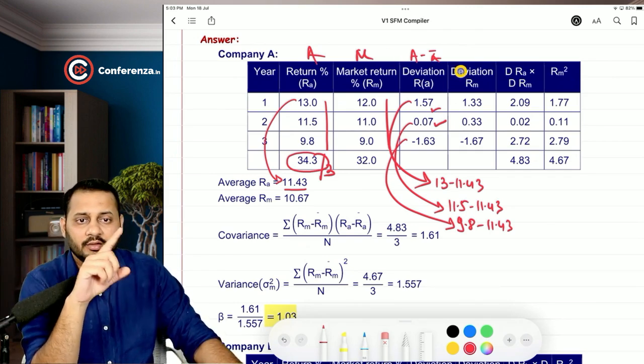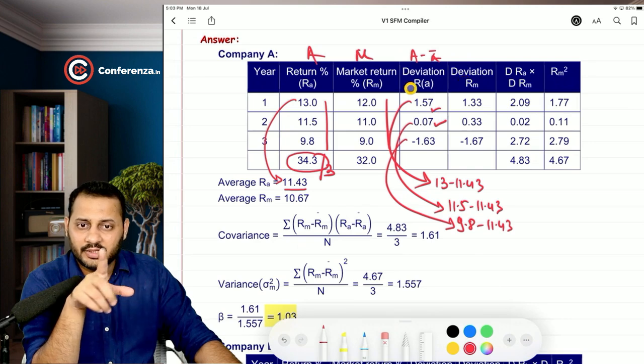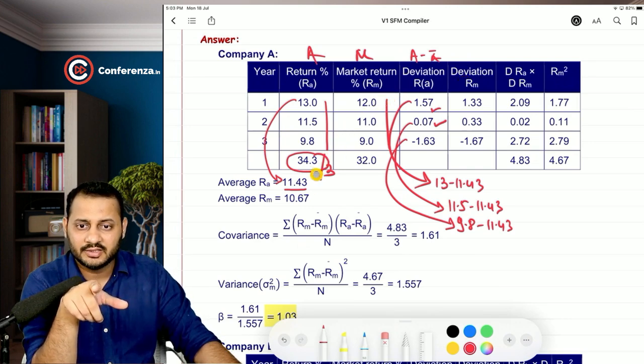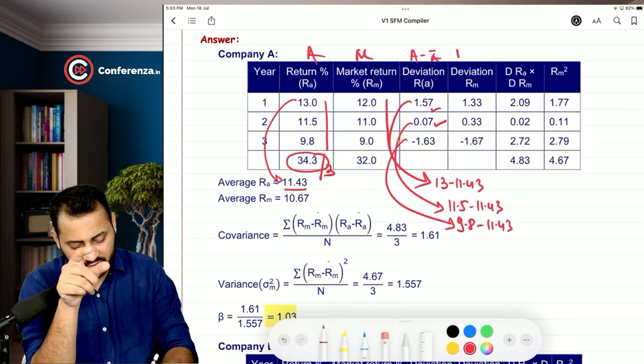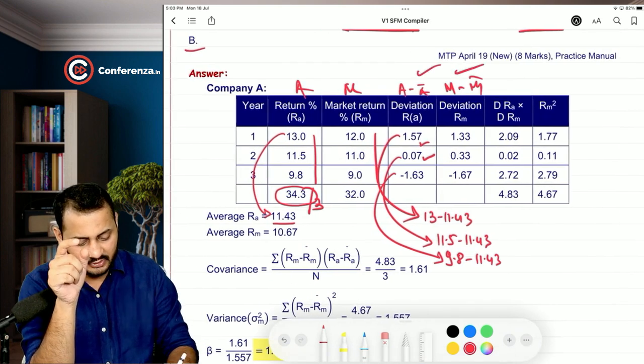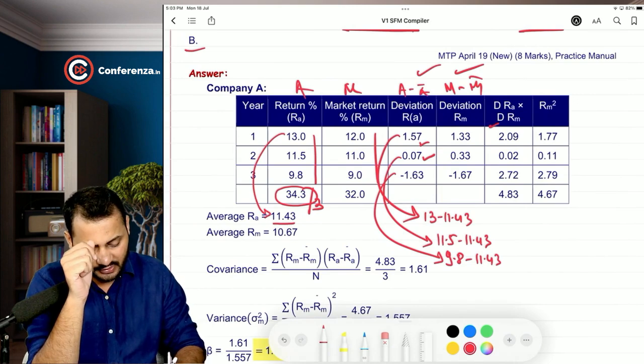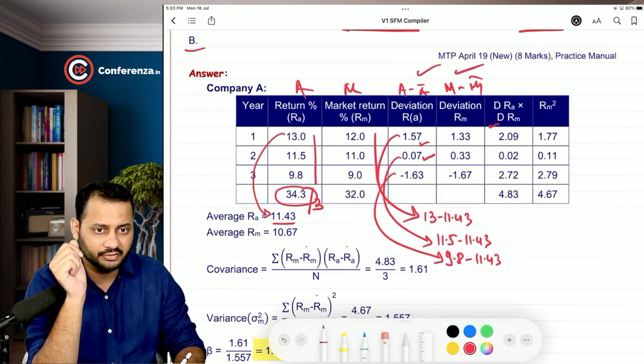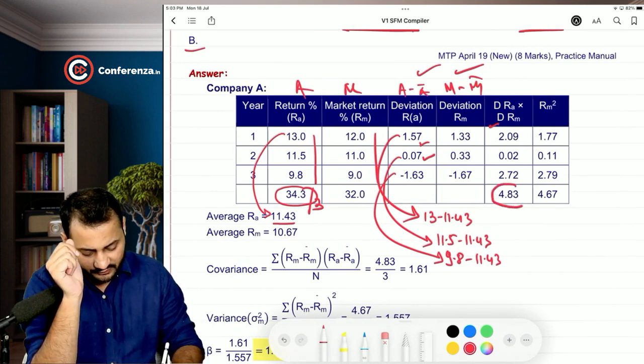Now we are going to calculate the deviation of market also. 12 minus 10.67, 11 minus 10.67, 9 minus 10.67. We have the deviation of both. Then do the product of these two, the deviation of RA multiplied by the deviation of this. The total of the product of the deviations is 4.83.